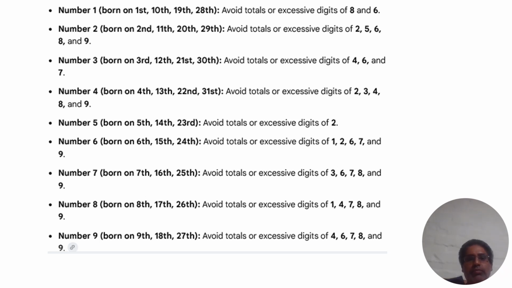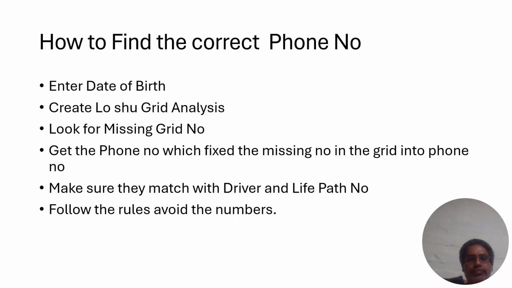So these are some of the numbers you have to avoid, because if you have that number it creates a lot of problems. So make sure you avoid these ones. And the next one is how to find the correct phone number.